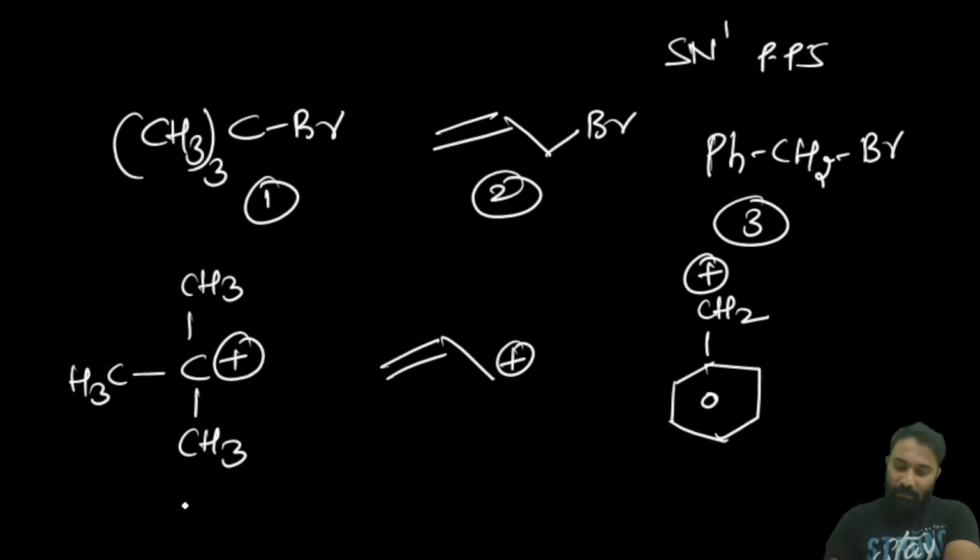Among the 3-degree carbocation, the allyl carbocation, and the benzyl carbocation, now you tell me, which is the more stable carbocation?